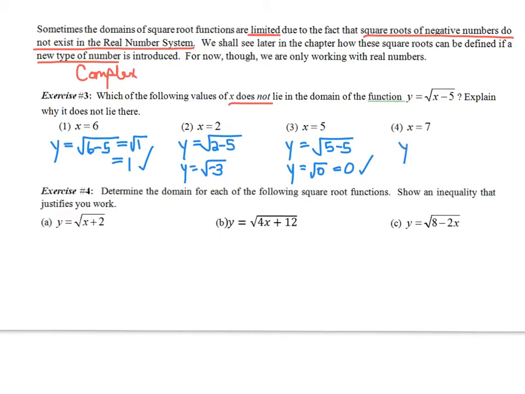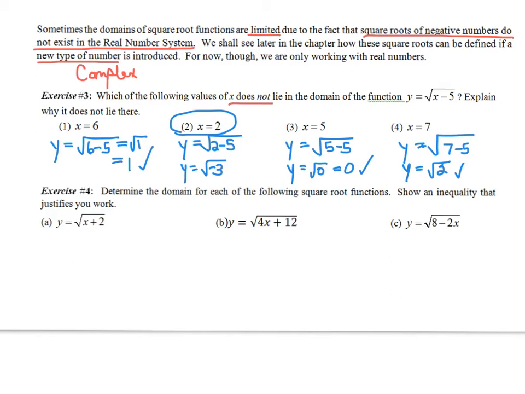When I check for 7, y is equal to the square root of 7 minus 5. Y is equal to the square root of 2. Now don't be thrown by the fact that the square root of 2 is irrational. Irrational numbers are still real numbers. So this still checks. It would be a number that I could find an approximation for. So the one that did not work was x equals 2. It is the only one of these 4 numbers that is not in the domain. There are a lot of numbers that are not in the domain of that function.